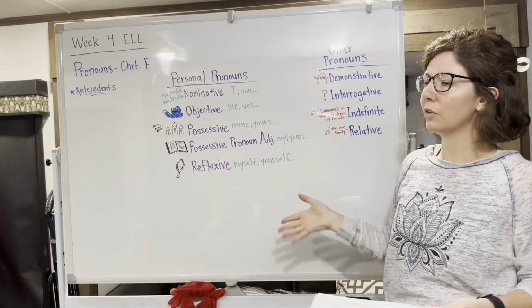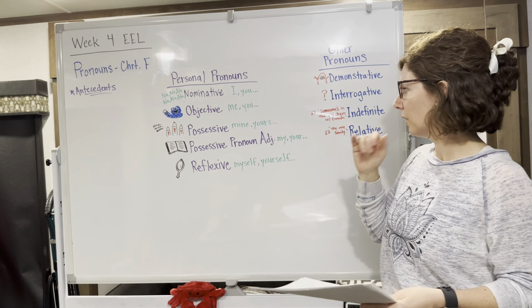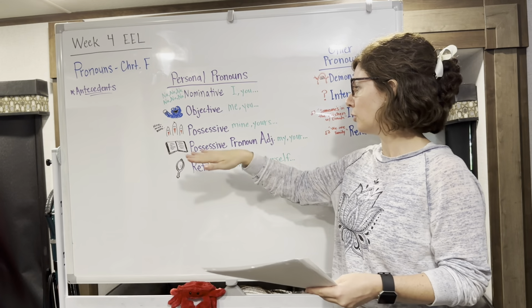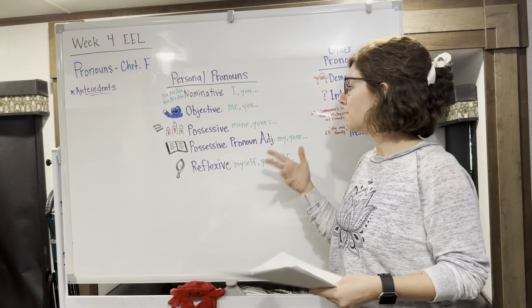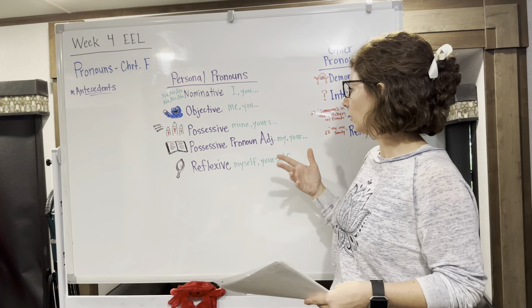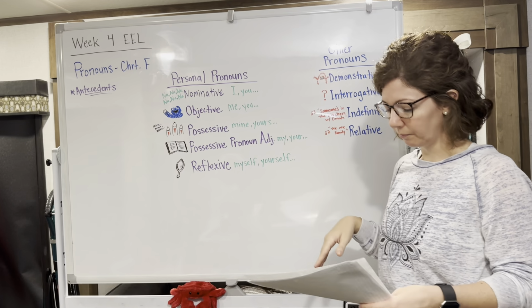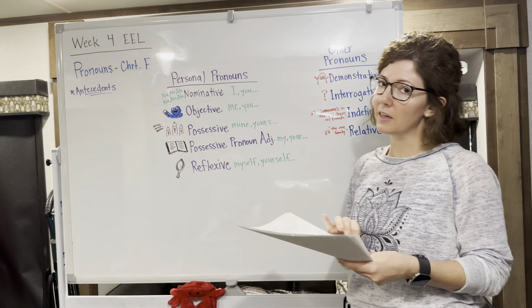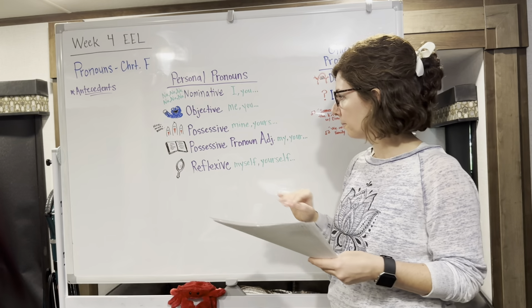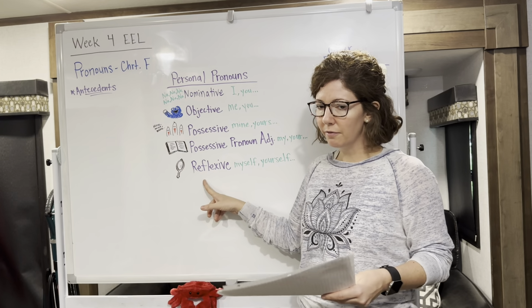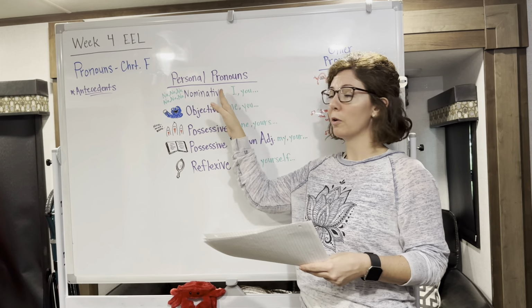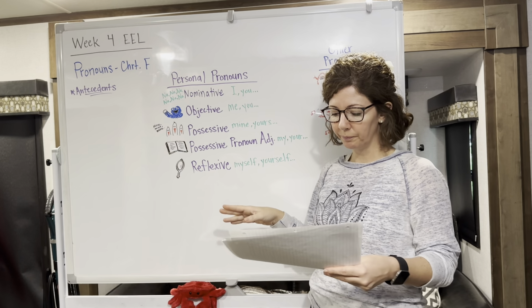So they're used in front of, to describe, to modify, to say, it's mine. My book. Your book. Possessive pronoun adjective. And again, you have your little test sentences that you can plug in at the bottom. We're going to look at reflexive next, the last one in our personal pronouns category.